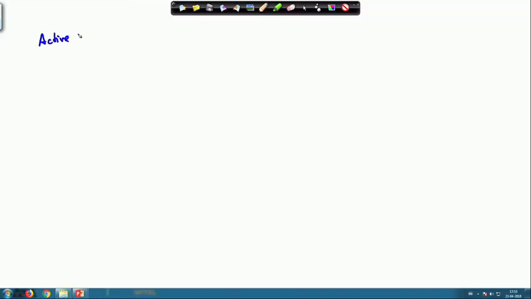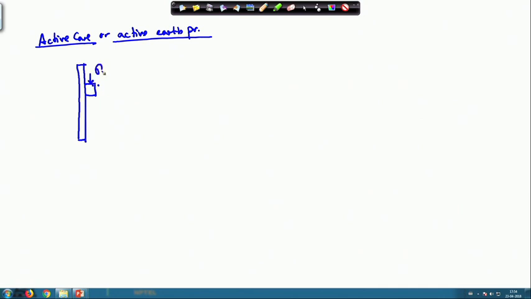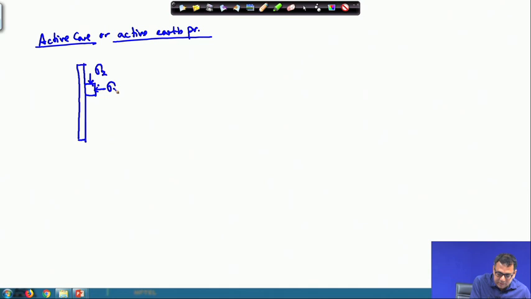First we will talk about the active case, or active earth pressure. Suppose this is a wall and you have an element here, or you can say the element is on the wall. Here this is sigma z, this is sigma x, and in this direction there is also an element.